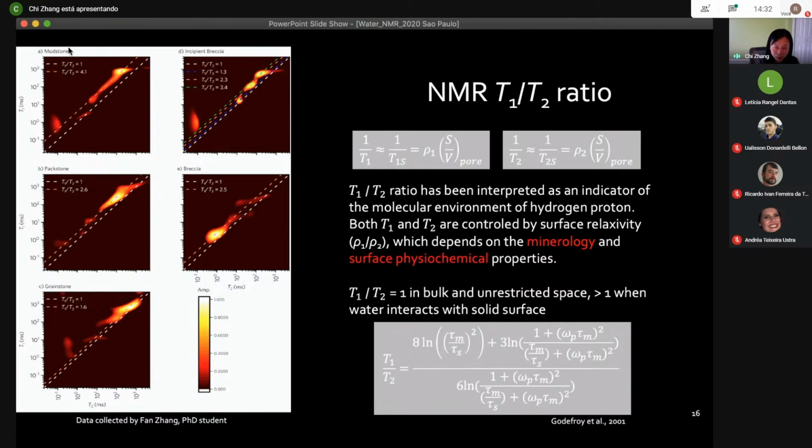And in this effort, on the left, we're showing the T1/T2 ratio for five different types of complex samples. In the maps, the first one, A, is a mudstone, and we have the packstone, B. C is a greenstone, D is an incipient breccia, and E is a breccia. And we argue that the T1/T2 ratio can be used as an indicator to differentiate the different lithology.